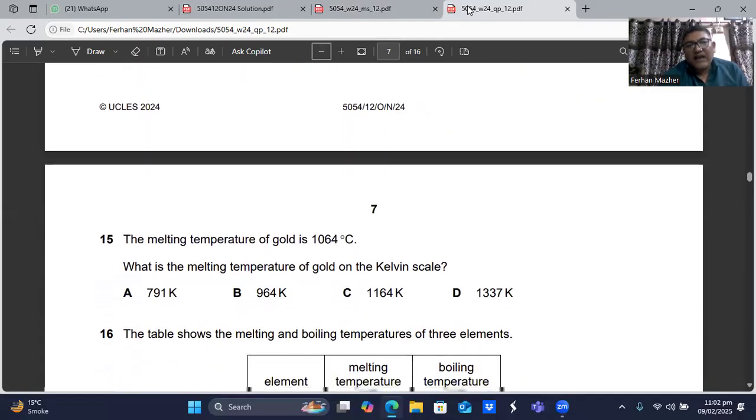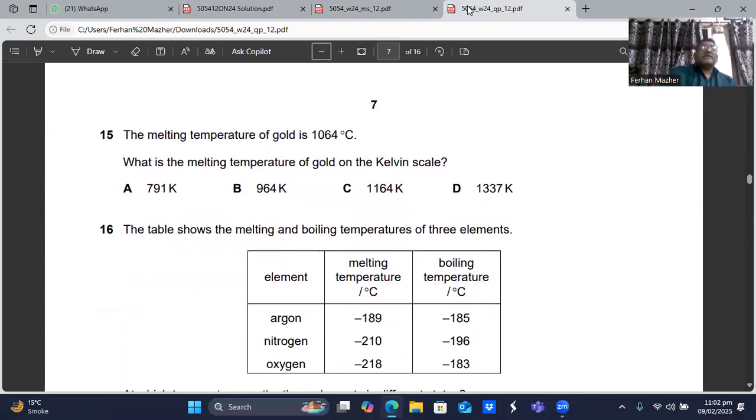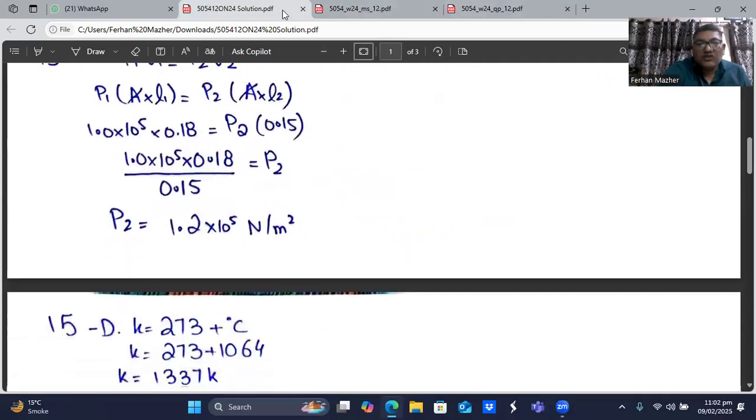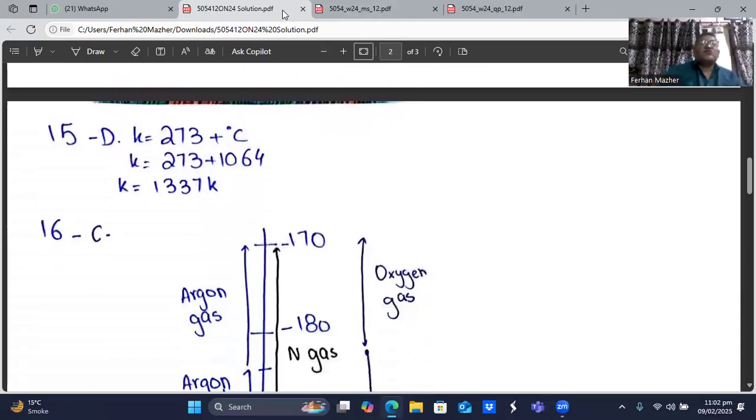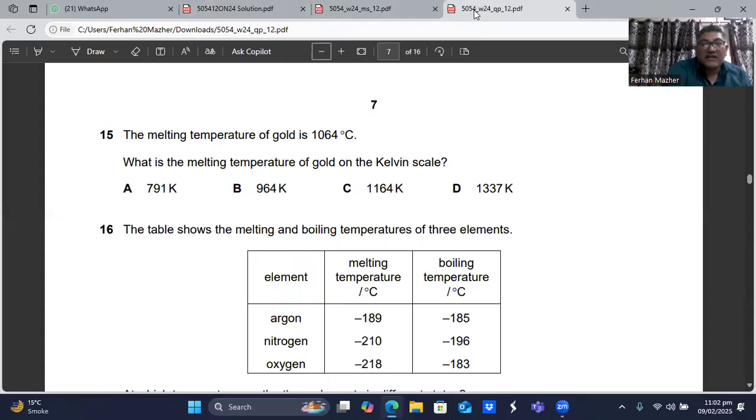Then we have question number 15. The melting temperature of gold is 1064 degrees centigrade. What is the melting temperature of gold in the Kelvin scale? K equals C plus 273, and this is the formula which we use. So K equals 273 plus 1064, and that is 1337 Kelvin.